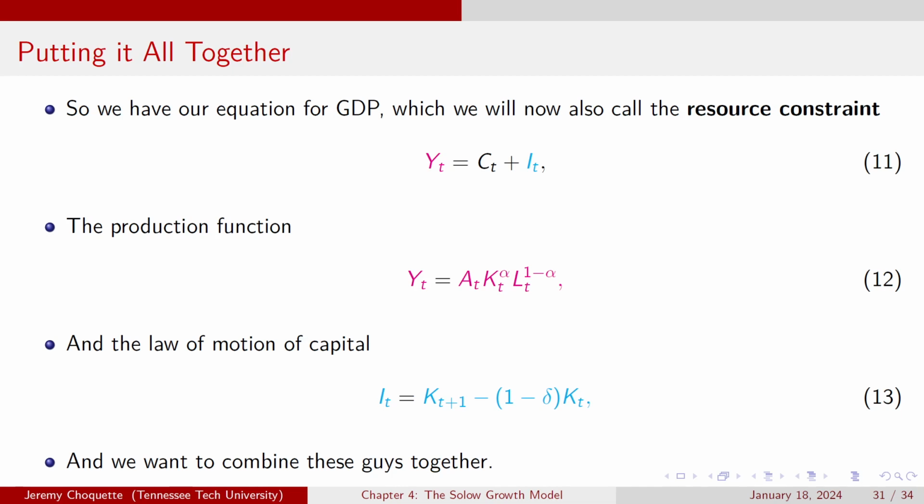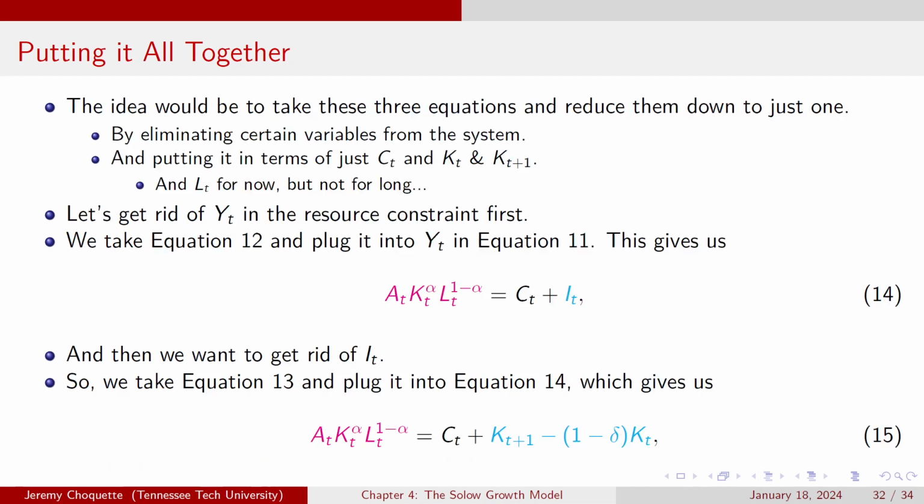Equation 12 is the production function. So this is A times K to the alpha times L to the 1 minus alpha. And then we have our law of motion of capital. So we got three equations. And having three equations is cool, but what's even cooler is having just one equation. So we can combine these and substitute some variables out and have everything in terms of, say, C, K, K t plus 1, and right now L, but that won't be for long. If I can take these three equations and reduce them down to 1, I'll be a lot happier.